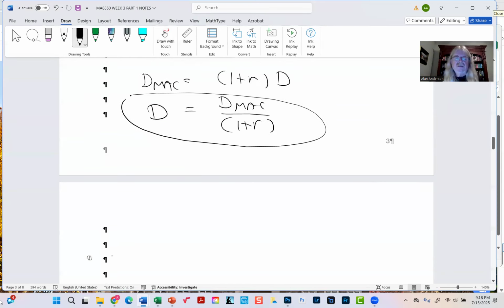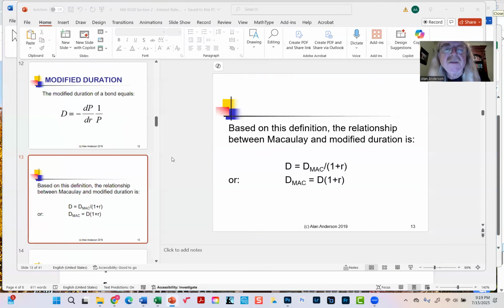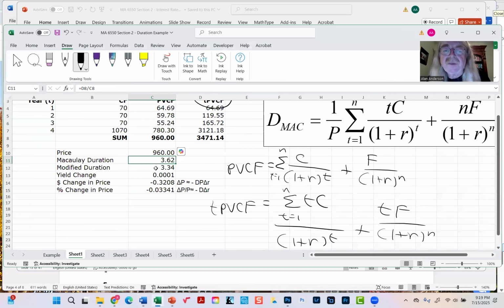Now, in general terms, the duration measure, either one, the modified duration and the Macaulay duration, are bounded from above by the maturity of the bond. If you notice with this one on the spreadsheet, we've got both of them here. I went ahead and simply divided by 1 plus R, for the yield to maturity, to go from Macaulay to modified. This is a 4-year bond. Both of these are somewhat less than 4.